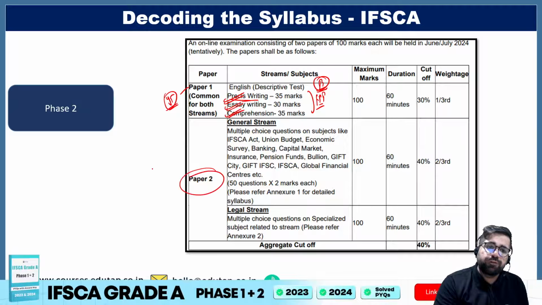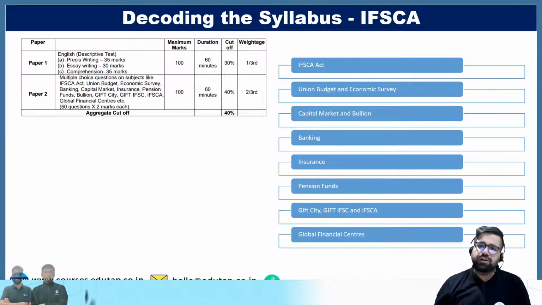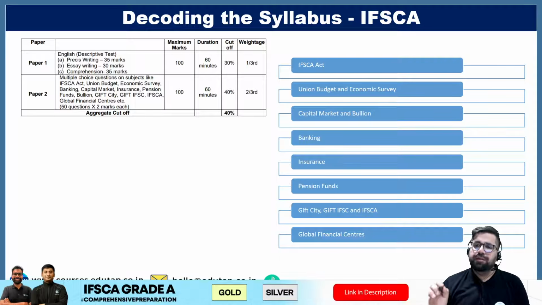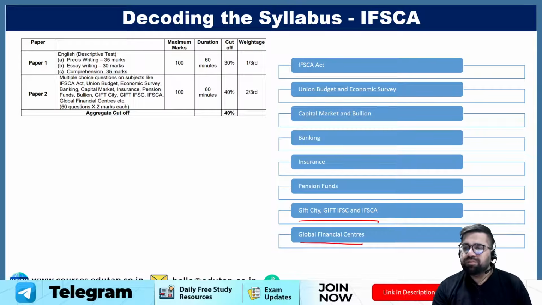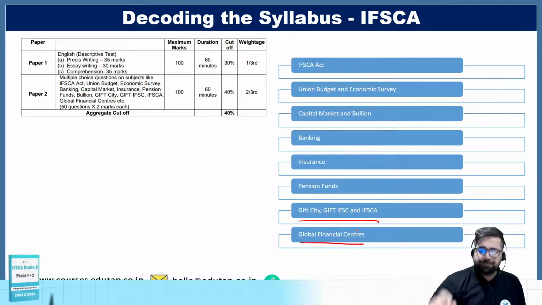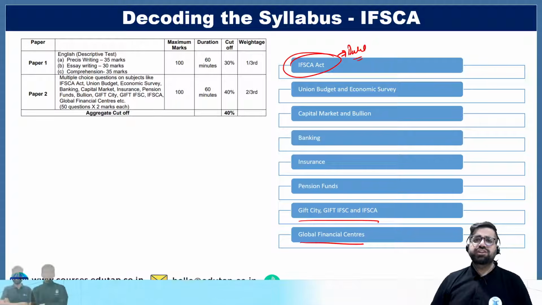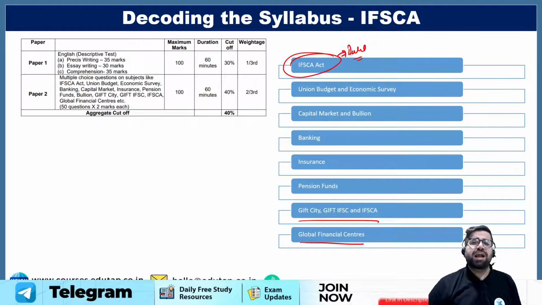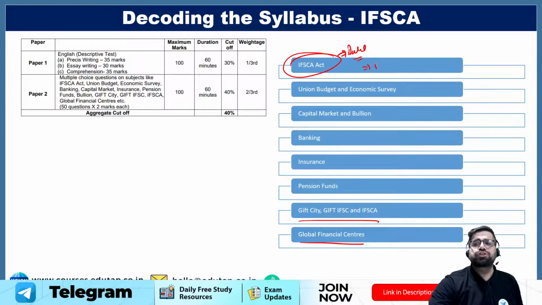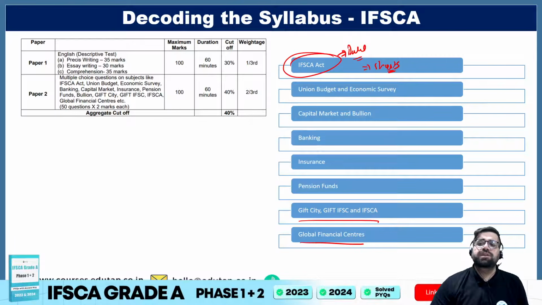Now if you see phase 2 paper 2, you have multiple components starting with IFSC Act, Union Budget and Economic Survey, Capital Market and Bullion Market, Banking, Insurance, Pension Funds, GIFT City, GIFT IFSC, and you have your Global Financial Centers. First, when it comes to the IFSC Act, read the bare Act. It's not that big. You can read that particular act in which they have mentioned why the IFSC has been established and what the role and functions of IFSCA are. So it's a theoretical topic. You can make your own short notes if needed, or download the short notes which we have given in the course. Then comes your Union Budget and Economic Survey.